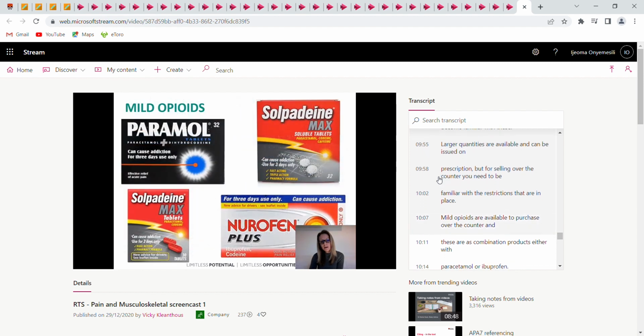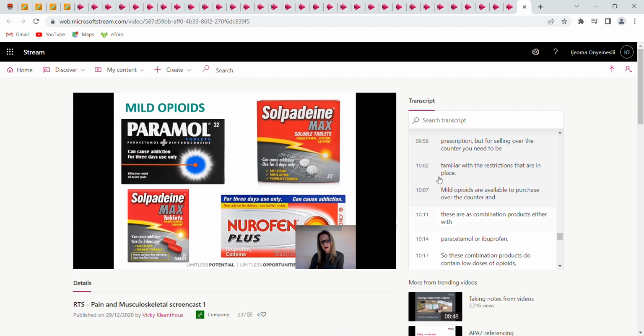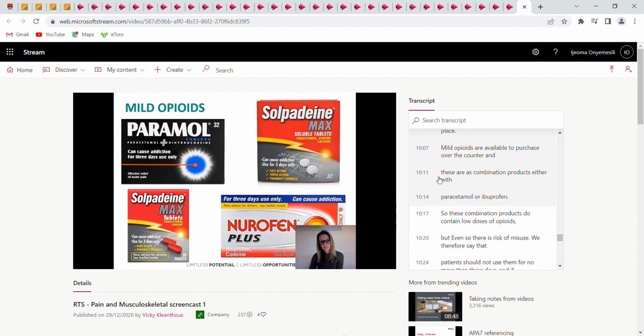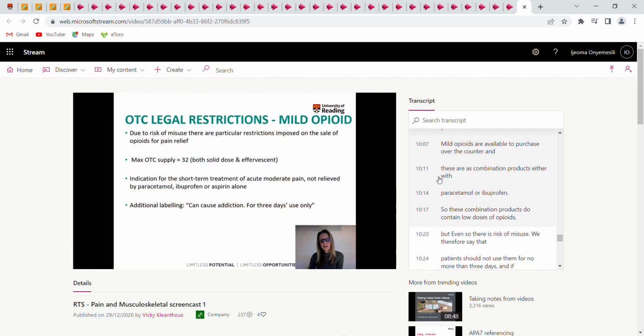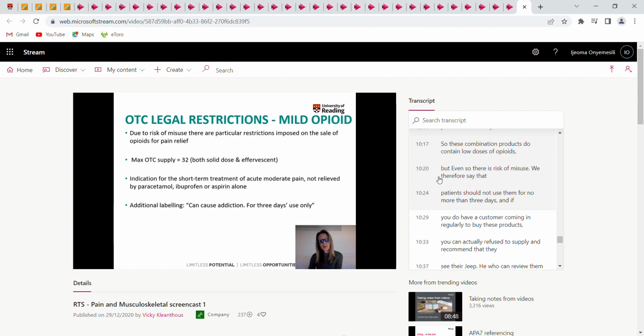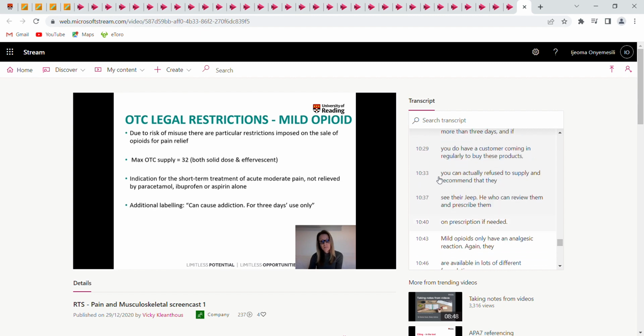Mild opioids are available to purchase over the counter, and these are as combination products either with paracetamol or ibuprofen. These combination products do contain low doses of opioids, but even so there is risk of misuse. We therefore say that patients should not use them for more than 3 days, and if you do have a customer coming in regularly to buy these products, you can actually refuse to supply and recommend that they see their GP, who can review them and prescribe them on prescription if needed.